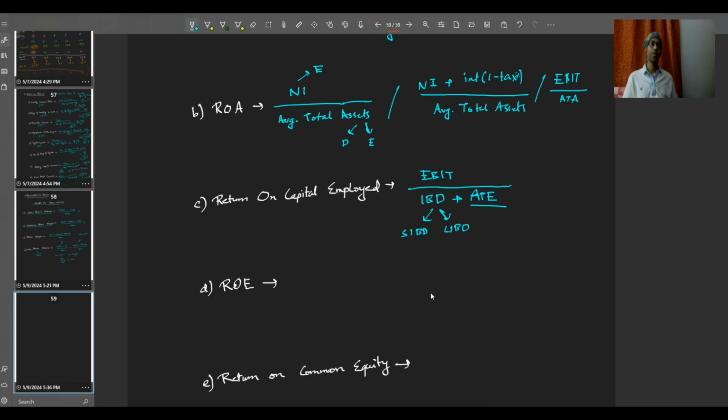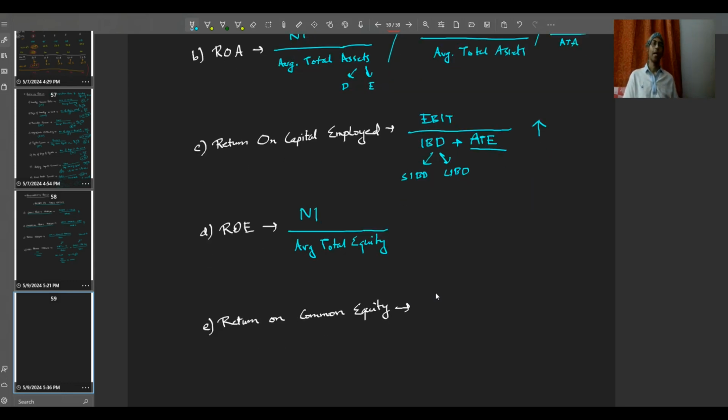So this number is also preferred to be high. Return on equity. Return on equity is basically net income divided by average total equity. This is total equity, meaning all kinds of equity categories added together. So this also, if the debt is low, a high ROA is a very good sign. Similarly, a high ROE can be achieved by taking lots of financial leverage, which may be counterproductive.